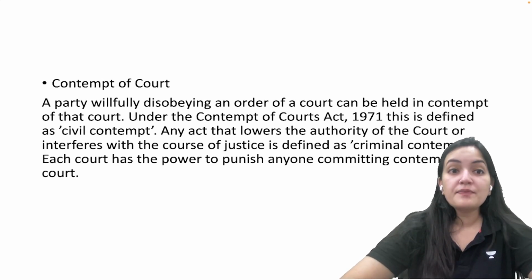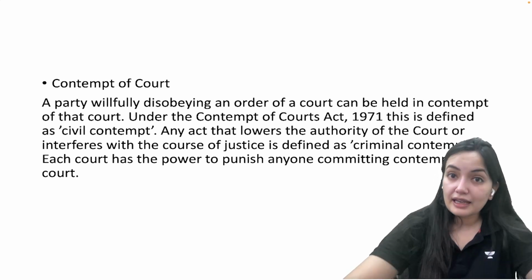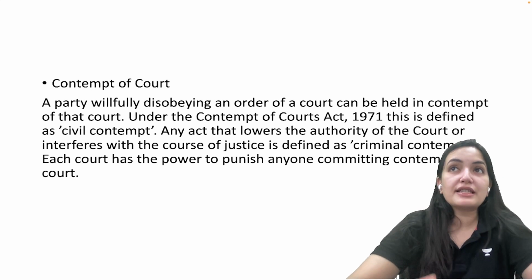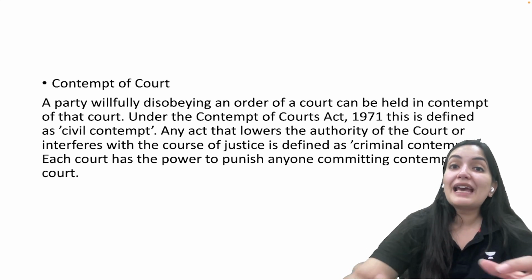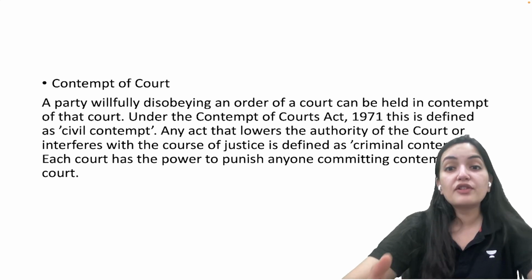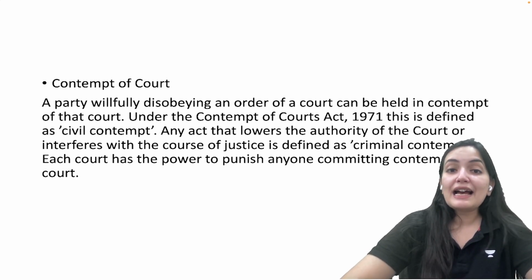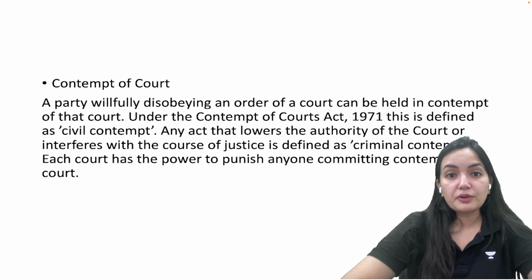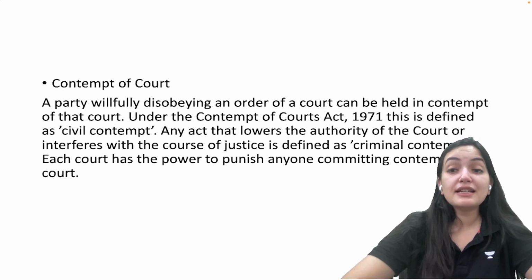Next is contempt of court. A party willfully disobeying an order of a court can be held in contempt of that court. So if you are disobeying an order that has been passed against you, for example, an order has been passed directing you to do a certain act and you have not done it, you will be held in contempt of court. And the statute is the Contempt of Court Act 1971. This is defined as civil contempt. Any act that lowers the authority of the court or interferes with the course of justice is defined as criminal contempt. Each court has the power to punish anyone committing a contempt of the court.